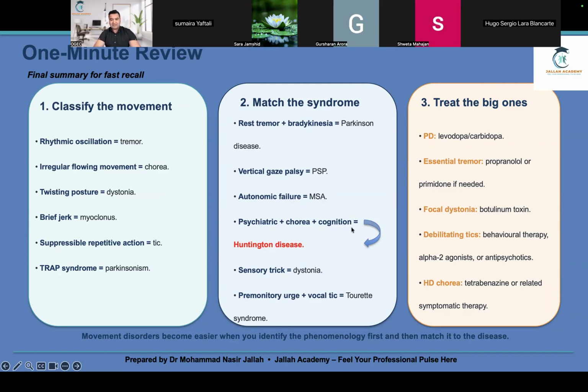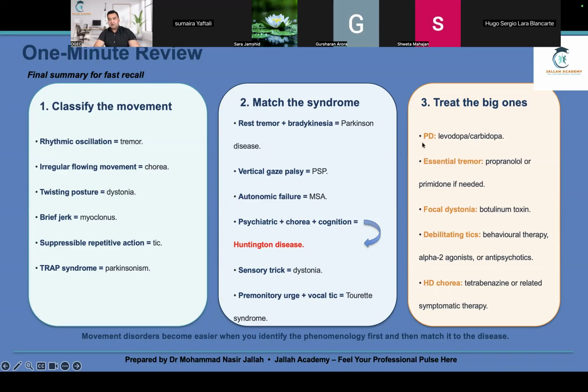Psychiatric plus chorea plus cognition, psychiatric symptoms, chorea, dementia is Huntington disease. Sensory trick for dystonia. If you have a movement urge and vocal tic for more than 1 year, Tourette.